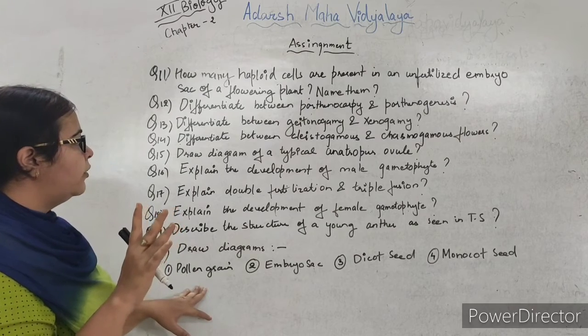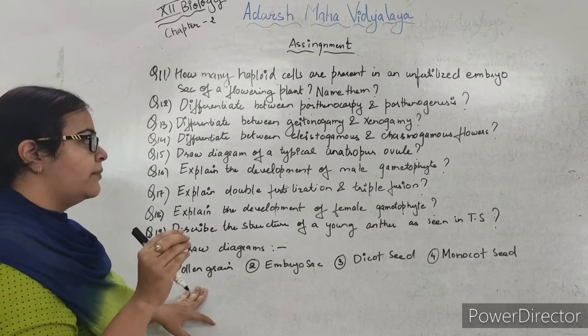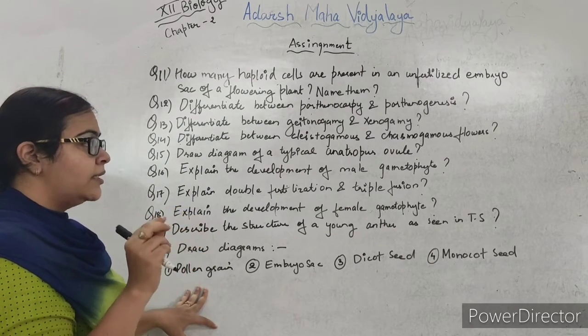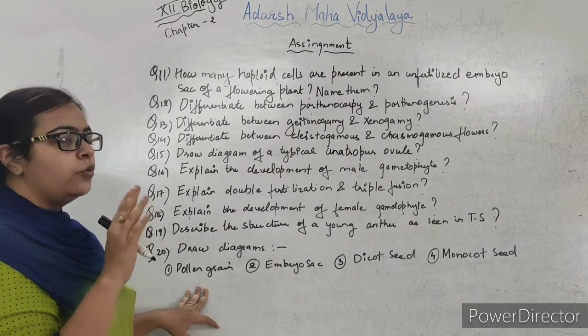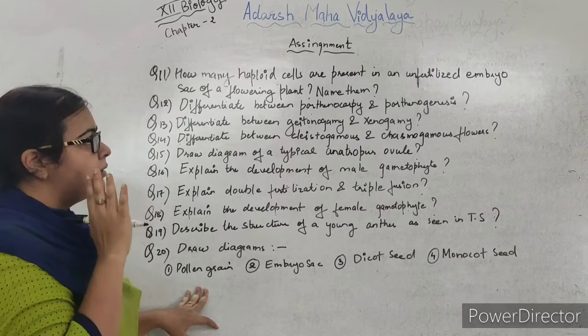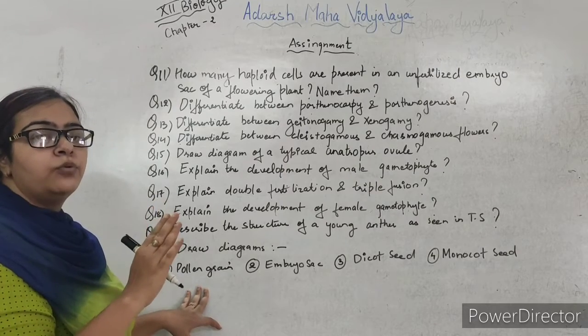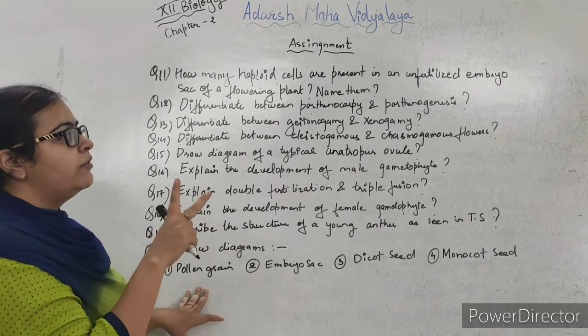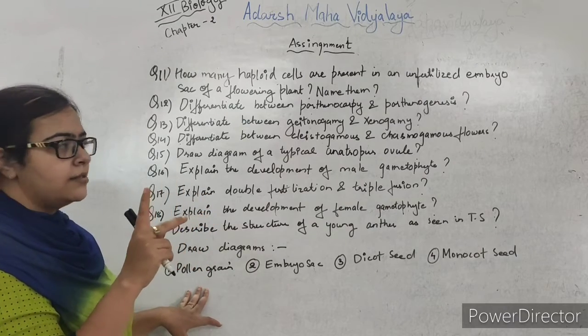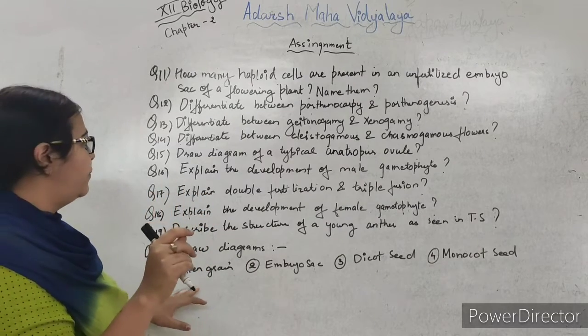Question number 14, you have to differentiate between cleistogamous and chasmogamous flowers. This you have to find out from the textbook, as I have not discussed. So before answering each and every question, you have to read the textbook thoroughly, and then you have to give 2 differences between these flowers, and you can give an example.